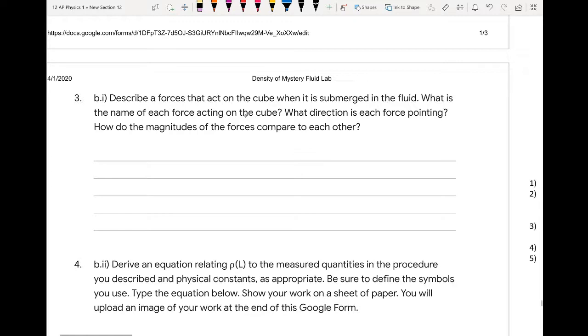So with this, we're saying describe the forces that act on the cube when it's submerged in the fluid. What is the name of each force acting on the cube? What direction is each one pointing? How do they compare to each other?